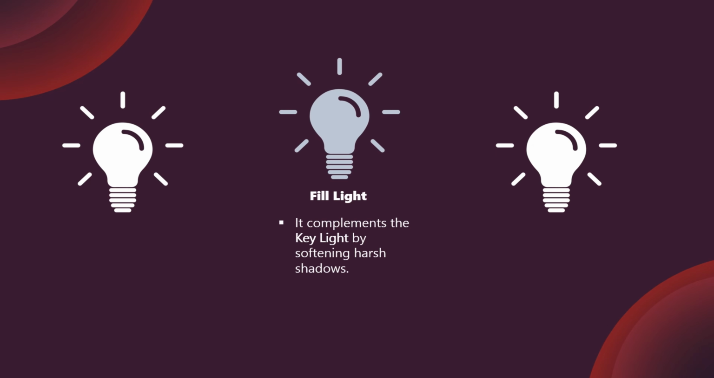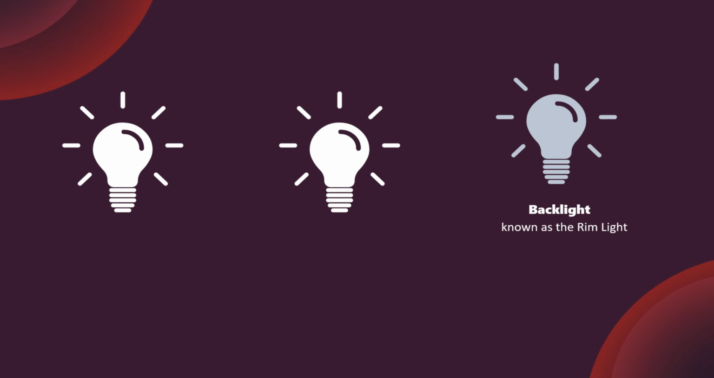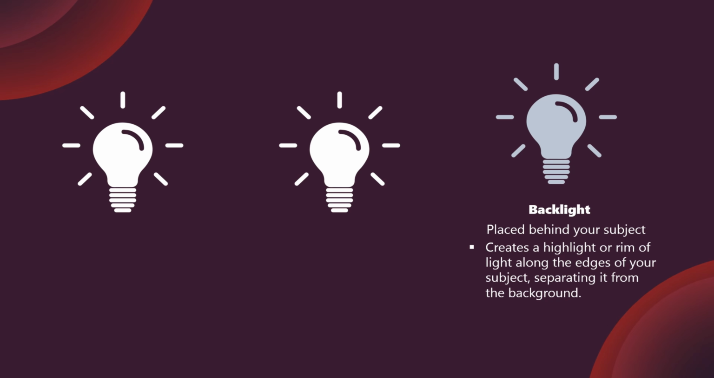Next, we have the fill light. It complements the key light by softening harsh shadows. And finally, we introduce the backlight, also known as the rim light. It is placed behind your object. It creates a highlight along the edges of your subject, separating it from the background. The backlight adds depth to your scene and makes your subject stand out more beautifully.